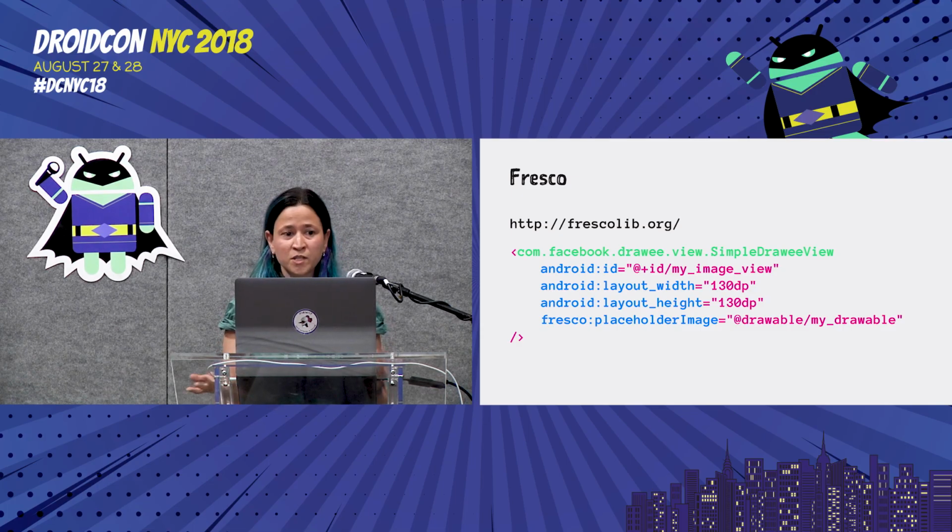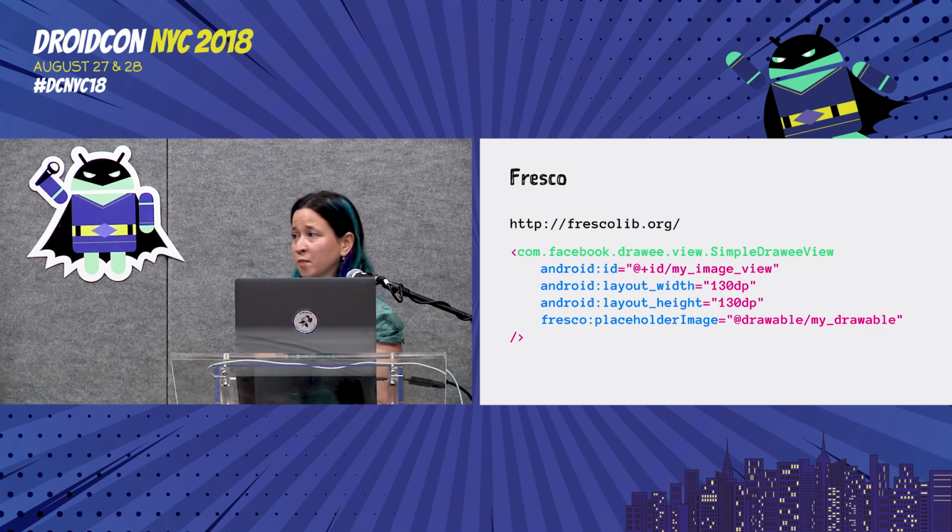This obviously has to be supported by the server. The server needs to know to serve these kind of images to the client, but Fresco is the only library that supports progressive JPEG.